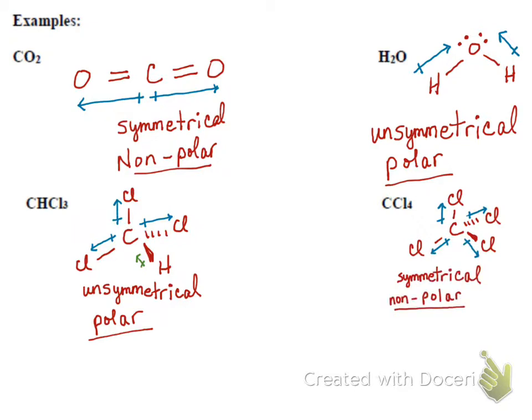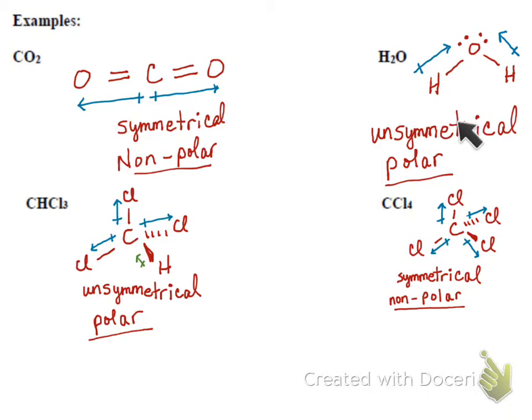Okay, so what you want to do here is look at the bonds, but more than that, look at the shape of the molecule. CO2 has polar bonds, therefore they get the arrow, but because CO2 is linear, it is symmetrical, and these two arrows are going to cancel each other out because of symmetry, and it is a nonpolar molecule that does have polar bonds.